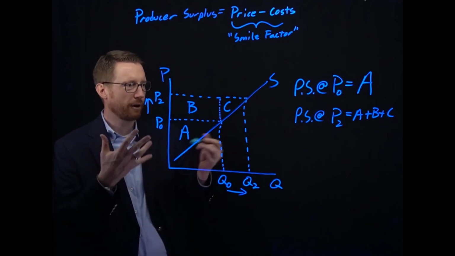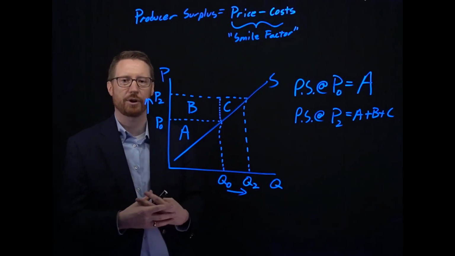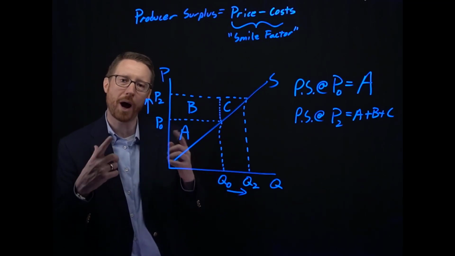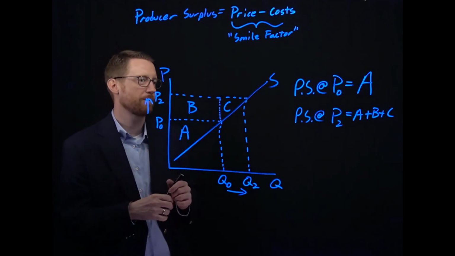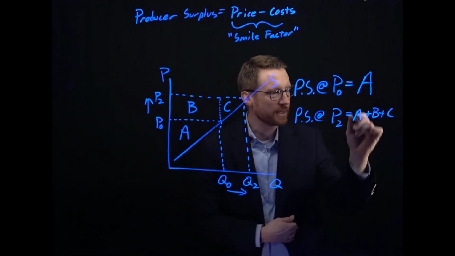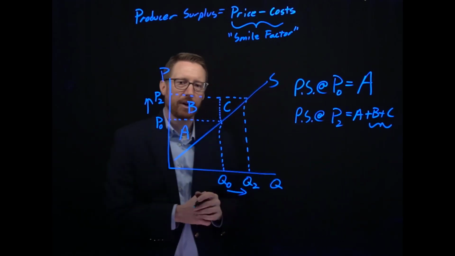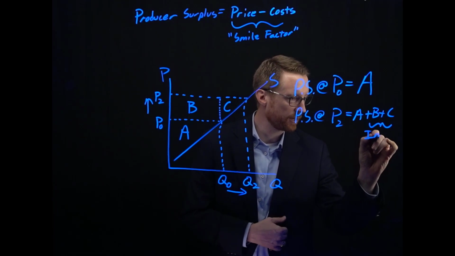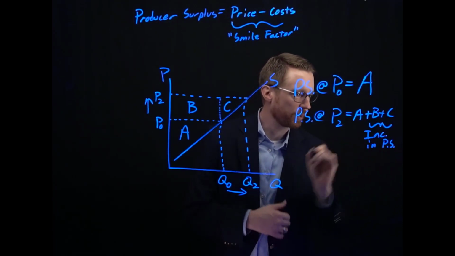You're probably rolling your eyes. You're thinking, geez, this is so obvious. Of course producers are happy when price increases. Yep, that's true. But why? What drives that happiness, that extra smile factor? They had A in both cases. It's this B and C. That's our increase in producer surplus.